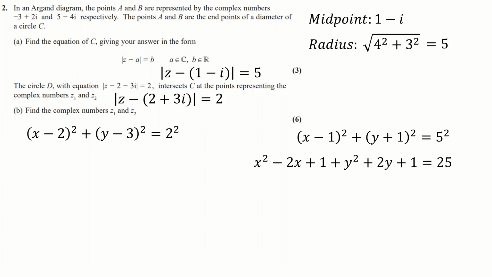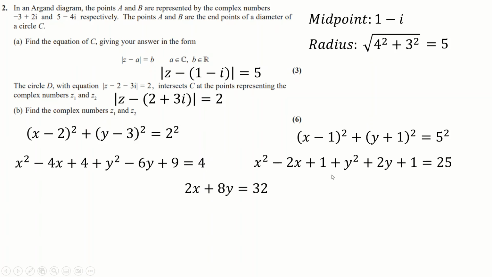Now, solving for the intersection of circles isn't that easy. I just chose to expand everything out and then just do this equation minus this equation. Or did I do this one minus this one? I can't remember. Let's find out. I think I must have done this one minus this one, because this ends up being a plus 13. 4 minus 13 is minus 9, I believe.